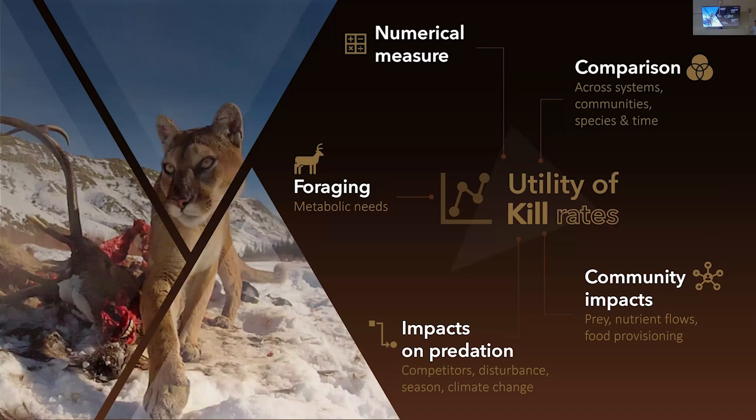So why they're useful is because they provide a numerical measure. And once you've got that numerical measure, it means you can do comparisons across systems, species, time, etc. When kill rates are integrated with other information like predator and prey abundance or densities, you can then look at predator-prey dynamics and community level impacts. Because you've got that numerical measure, you can also look at other potential factors influencing kill rates, so disturbance, climate change, competitors, and how they might impact carnivore foraging. And of course, fundamentally, they provide information on the foraging ecology of carnivores and their metabolic needs.